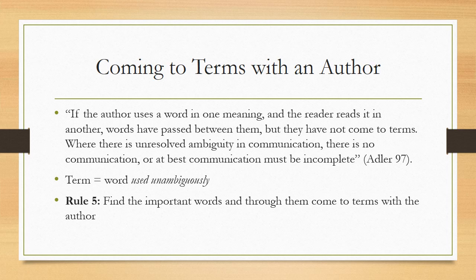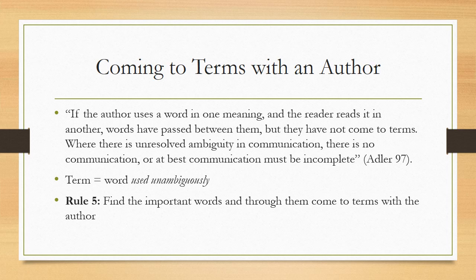And so rule 5 then is find the important words and through them come to terms with the author. This is similar to what we talked about last time in lesson 2 with reading something and highlighting the key words, looking for words that are repeated multiple times or seem to connect to the author's main argument, determining which words are important. So we talked about that. You highlight them, look up the definitions, and here again, look up the definitions in the specific context. A word used in biology might be used differently in history. And so know that specific context, figure it out, and come to terms.